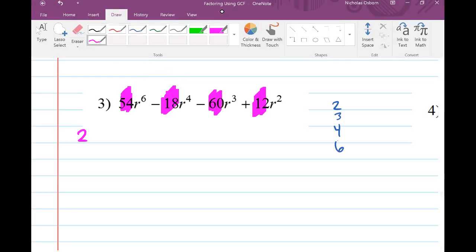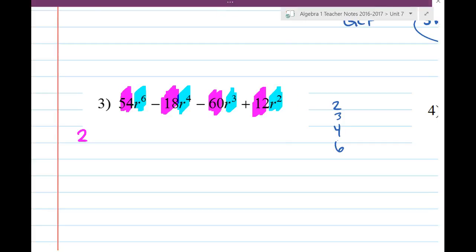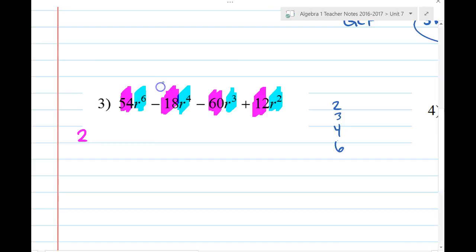And then let's go to the variables. R to the 6th, R to the 4th, R to the 3rd, R squared. Okay, and remember, R6, R4, R3, R2, they all have at least 2 in common. Okay, and usually the lowest exponent is going to tell you how many r's are in common.